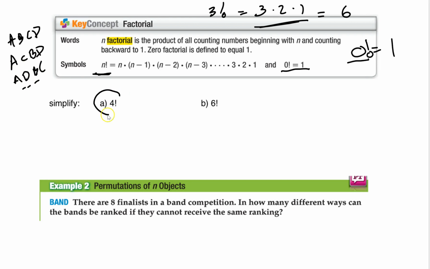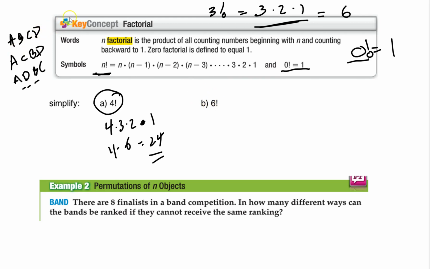Well, easy way to do is do a 4 factorial. 4 times 3 times 2 times 1, and that's going to be 6 times 4, which is 24. So 4 factorial is 24, and all that means is how many different ways can you arrange 4 things in order?